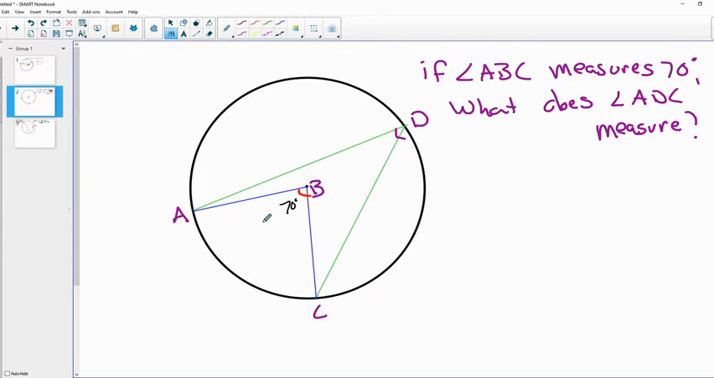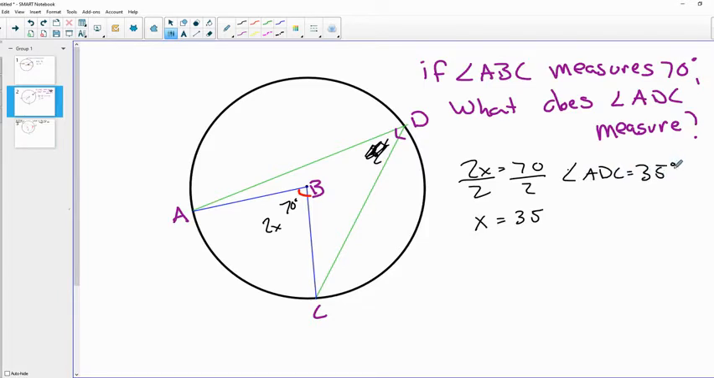Once again, we could use the same format. If this one is equal to 2x and this one is just regular x, because we know that the inscribed angle is half the measure of the central angle, we could plug in what we know: 2x equals 70, and we divide both sides by 2. We're going to get x equals 35. So the measure of angle ADC is equal to 35 degrees.